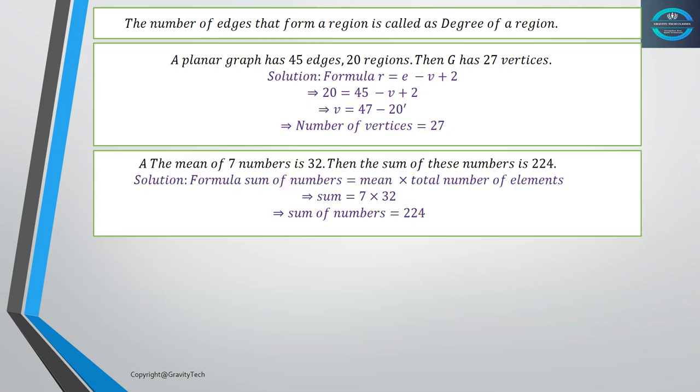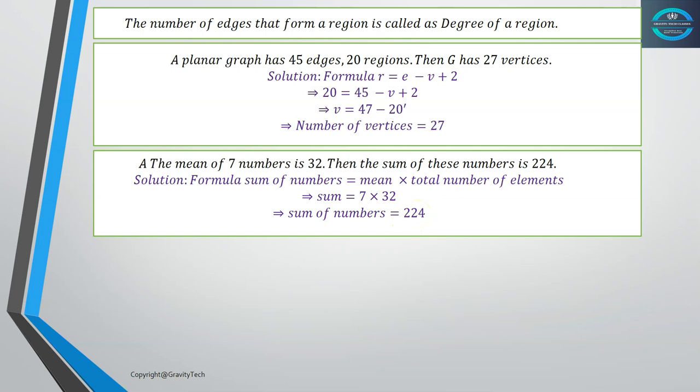Now, what they are saying, the mean of 7 numbers is 32. There are 7 numbers and the mean of those 7 numbers is 32. The sum of these numbers will be what? 224. How we got it? The formula is: sum of the numbers is equal to mean into total number of elements. So mean क्या है यहाँ पे? 32. And how many numbers? 7. So 7 into 32, that is 224. Okay.